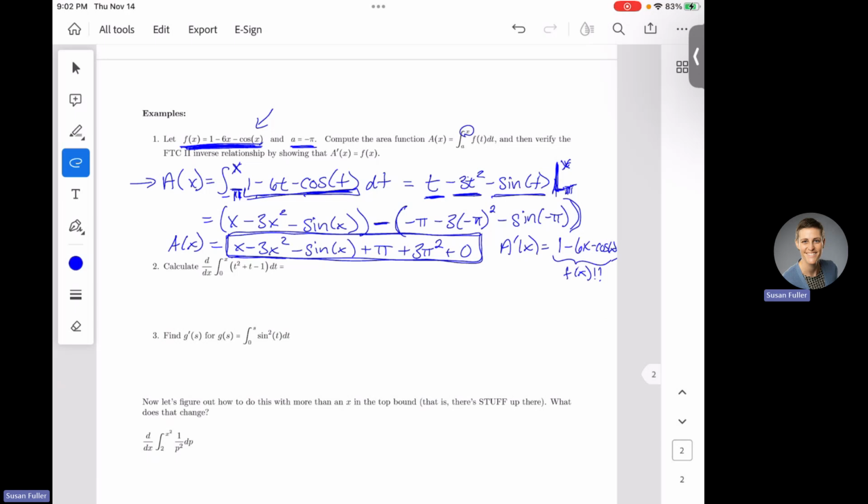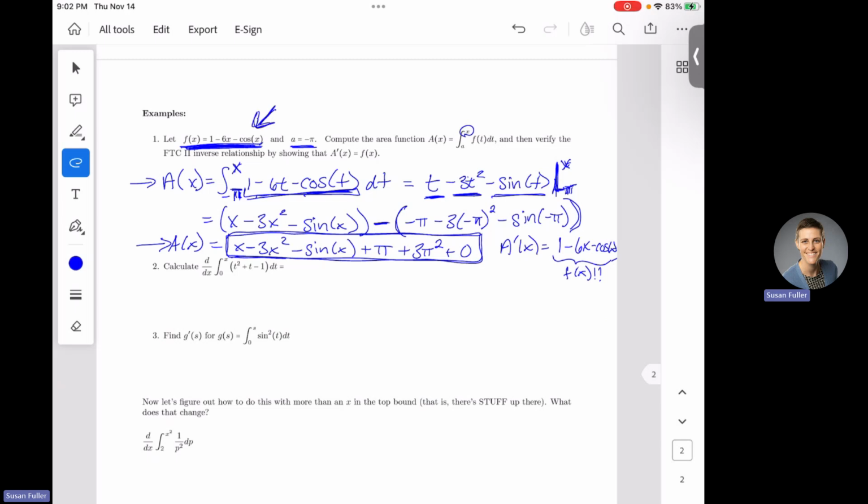And then something that we mentioned is that the derivative of your area function. So this area function that we got out, the derivative of this is going to bring us back to our original function that we started with. And we did go through that in class.